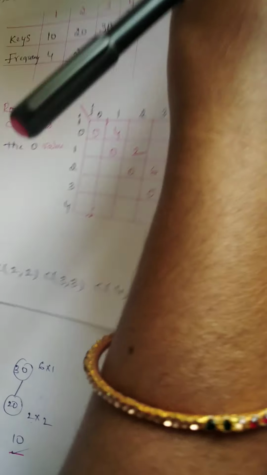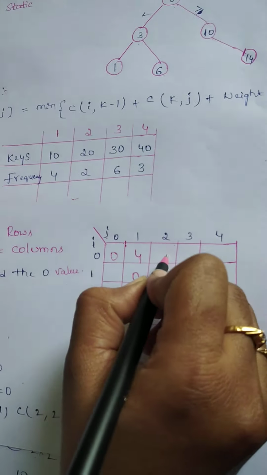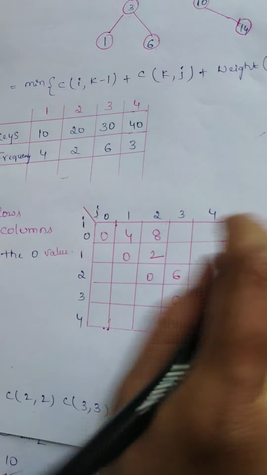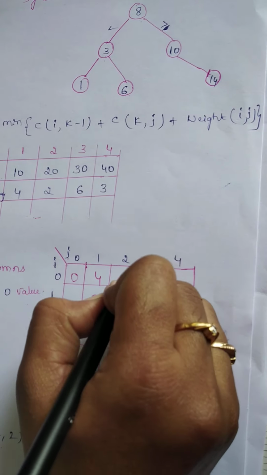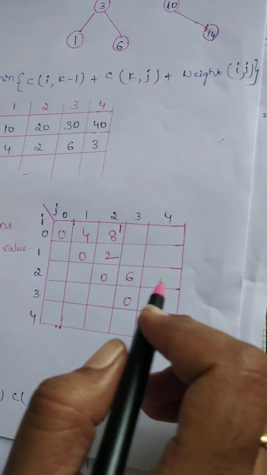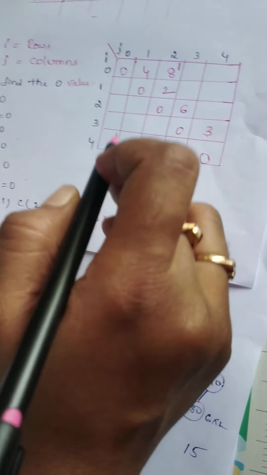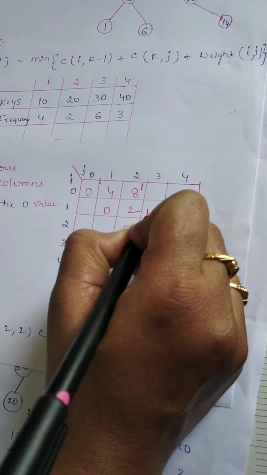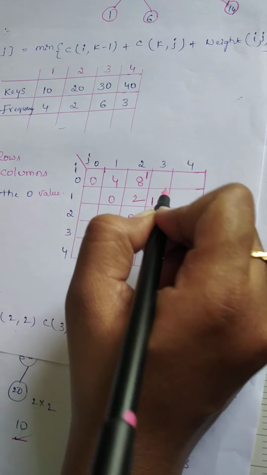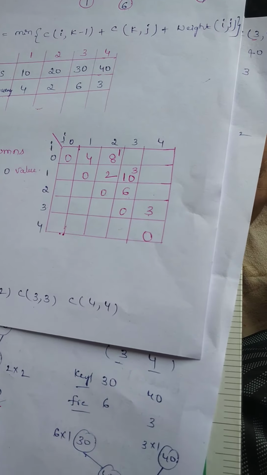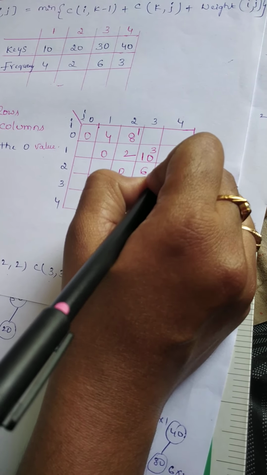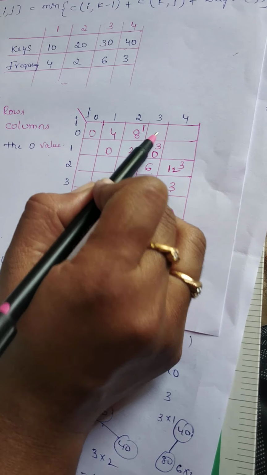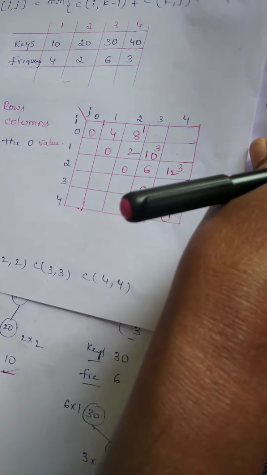So the values are, first value how much? 8. So we put the value 8 at which key? First key. So 8 power 1. Next the smallest value is 10. So 10 power at which key? 10 power 3 key. Next the smallest value is 12. So 12 power 3. Next find these diagonals.